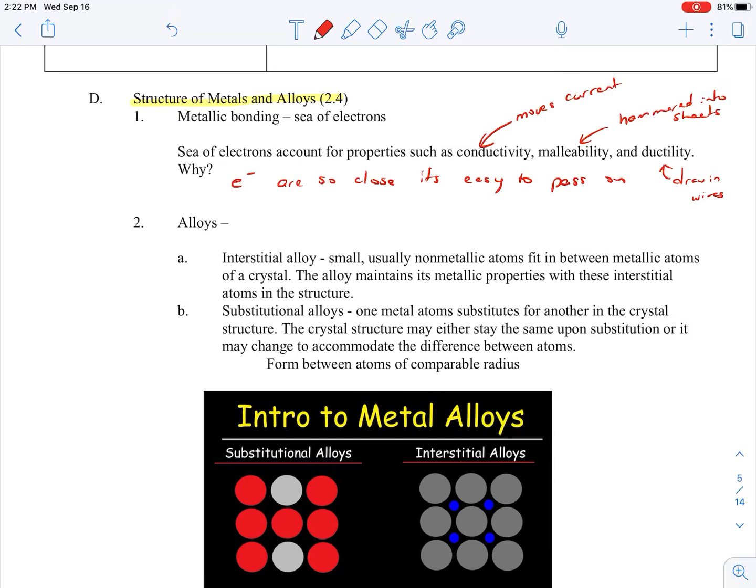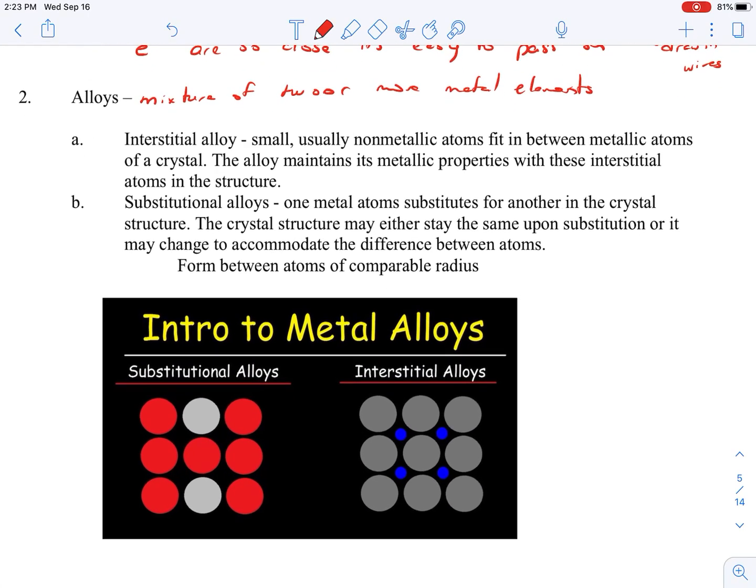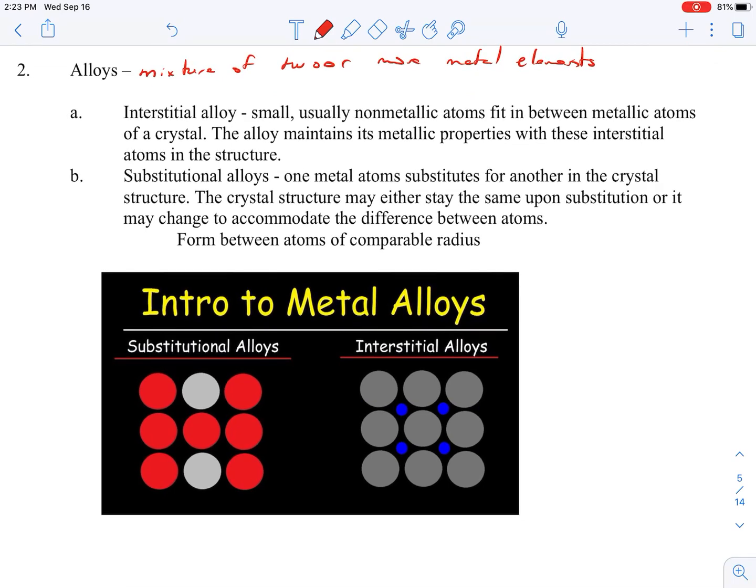There's one other part here that we need to know for metals, and that is alloys. All right, alloys are a mixture of two or more metal elements. And there are two types of alloys that they ask you to know. In AP Chemistry, we have our interstitial alloy. This is where we have our small non-metallic atoms in between. We put them in between there. That's interstitial, right?